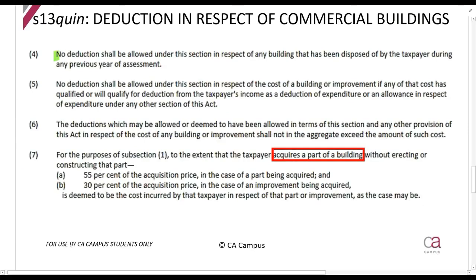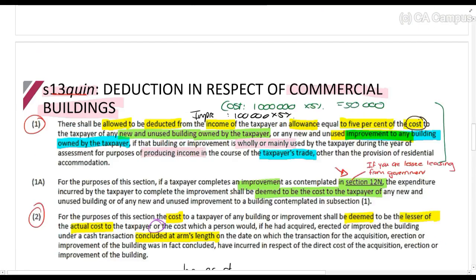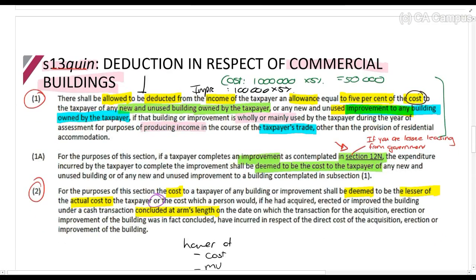Right? No deduction shall be allowed under this section in respect of any building that has been disposed of by the taxpayer during any previous year of assessment. In other words, thus, you must use it for the first time. And while I'm on that, let me just go back. Please remember, guys, it must be a new and unused building as well. Right, so you can't buy a second-hand building. You must be the first person to use it.